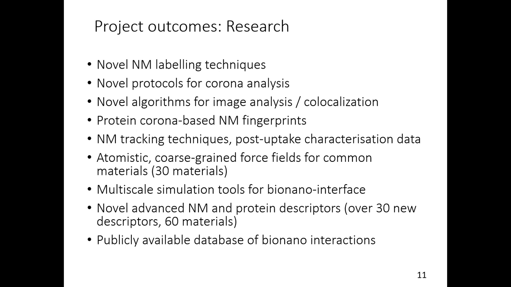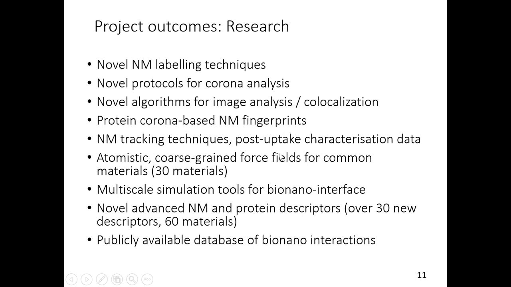Then I should mention as well the particle, non-particle tracking in tissues. So we have several novel nanomaterial labeling techniques that allow us to use the labeled materials for in vivo exposure and track them after that in the tissue samples. Then protocols for corona analysis. We also advanced the existing ones, and we believe our protocols are most advanced in this case.